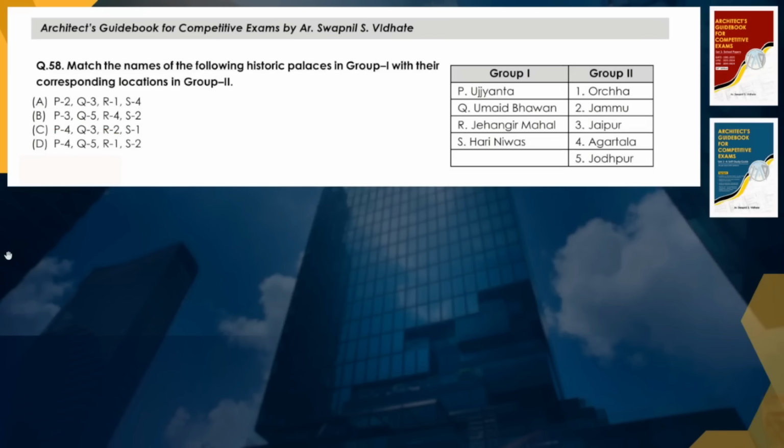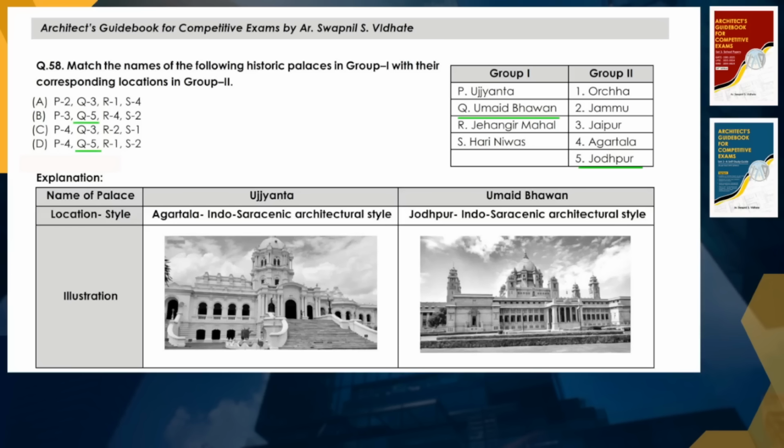Question 58. Match the names of the following historic palaces in group 1 with their corresponding locations in group 2. In group 1 they have mentioned Ujjayanta, Umaid Bhavan, Jahangir Mahal, and Hari Niwas. In group 2, they have mentioned the locations. Now, just focus on the very famous building. I think most of you must be aware of Umaid Bhavan, which is situated at Jodhpur, right? So the first pair you can match is Umaid Bhavan at Jodhpur. So Q5 is the first correct pair, right?